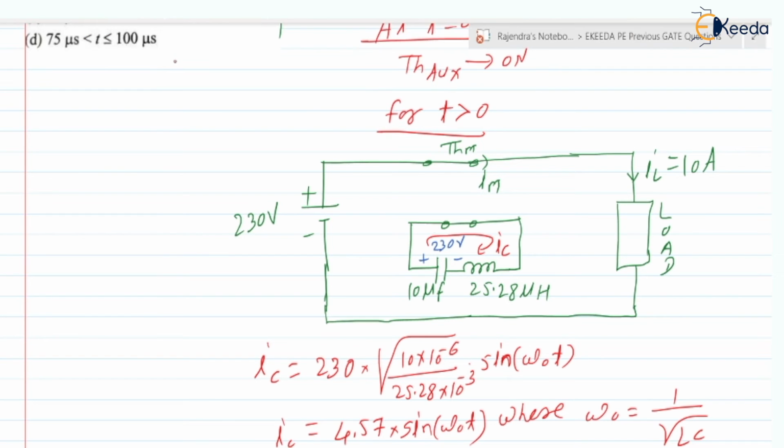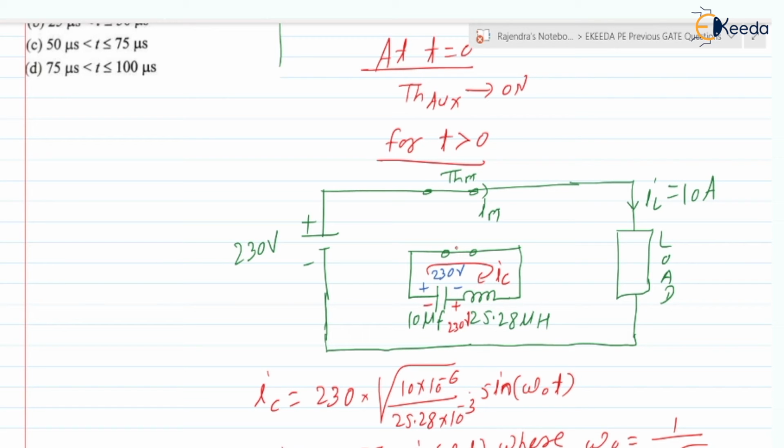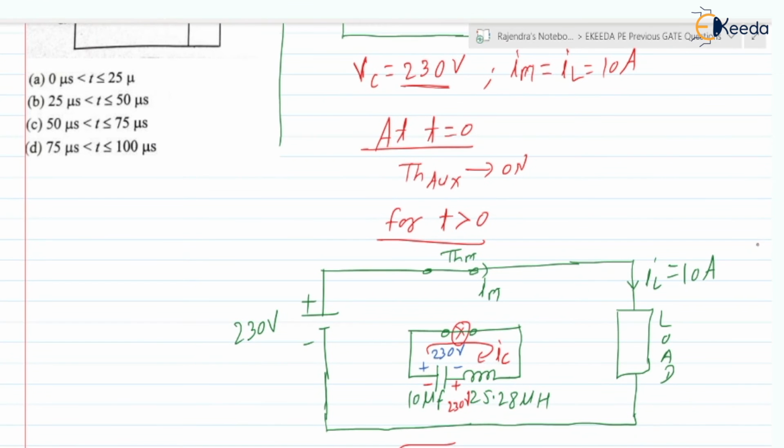Reverse polarity means here it is plus and here it is minus, and this voltage is 230 volt. Okay, so after this what will happen? Yes, once the capacitor charges to the reverse polarity, this auxiliary thyristor will turn off. And when the auxiliary thyristor turns off, our capacitor will try to discharge through the main thyristor.